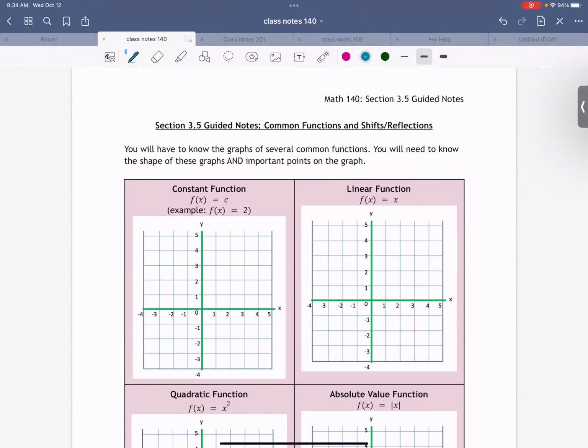We're going to know what these graphs look like, and then we're going to do this thing called a transformation to these functions, which is going to make them look a little bit different, but they're going to essentially have the same shape. Okay, you know where we're going.